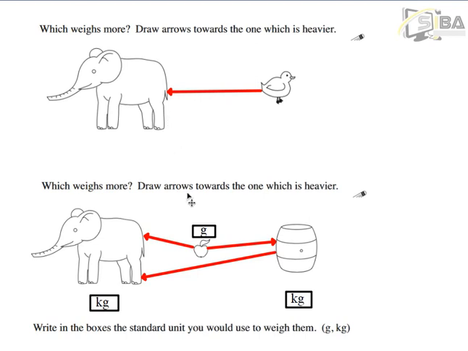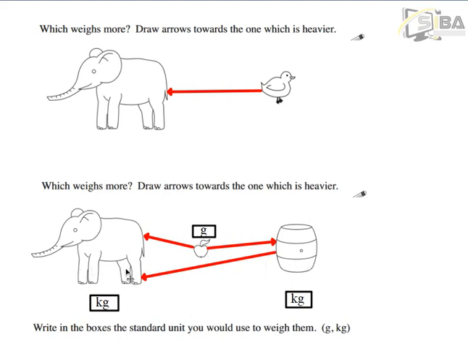Now let's look at the last illustration. Here our instruction also says the same: which weighs more? Draw arrows towards the one which is heavier. So here our elephant is also here. We have our big elephant. We have an apple. We all have seen an apple before. And then we have a barrel.